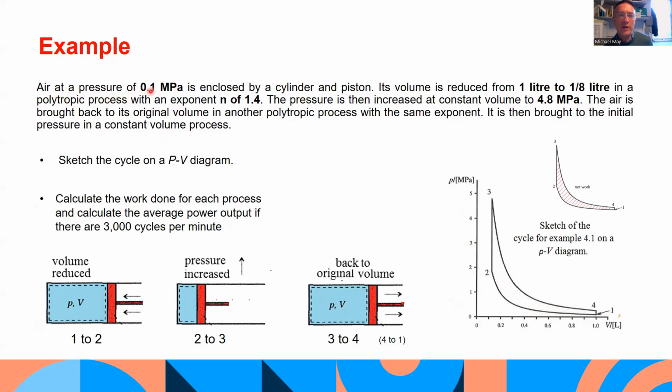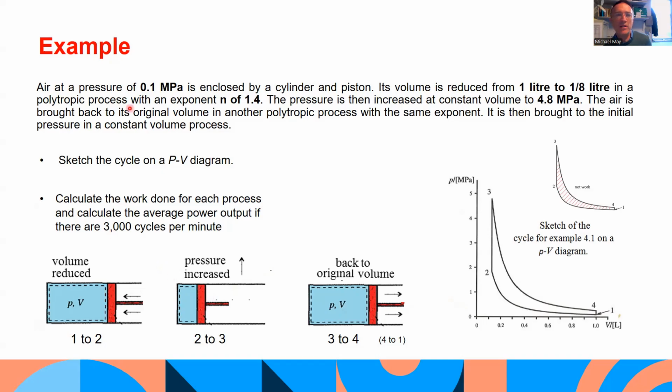Air at a pressure of 0.1 megapascals is enclosed by a cylinder and a piston. That's down here. Its volume is reduced from 1 liter to 1/8 of a liter. That's here, in a polytropic process with an exponent n of 1.4. The pressure is then increased at constant volume to 4.8. So at this position, the pressure is dramatically increased.